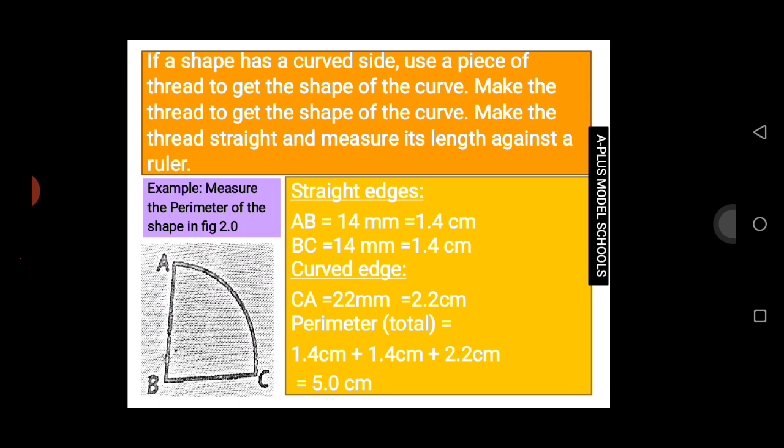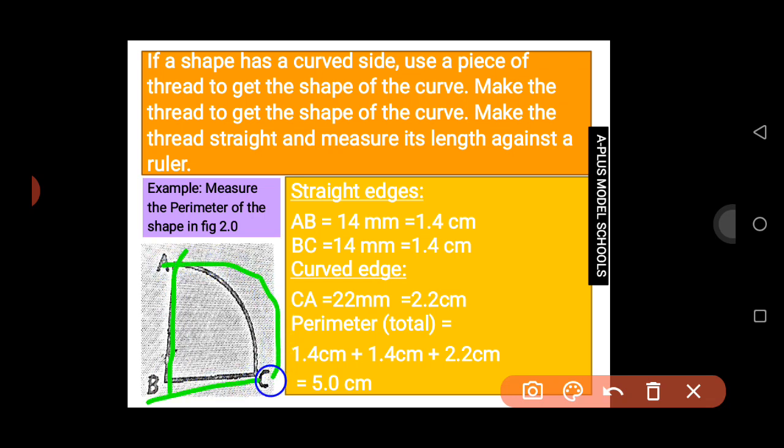Now let's move to an irregular shape. So this is an example of an irregular shape, because when you look at it, AB is a straight line, BC is a straight line, but AC is a curved line, which is not the same as AB. So if a shape has a curved side, use a piece of thread to get the shape of the curve. You either use a piece of thread or a string, just like a copper wire, to trace the curved side out, then place it back on a ruler to measure it.